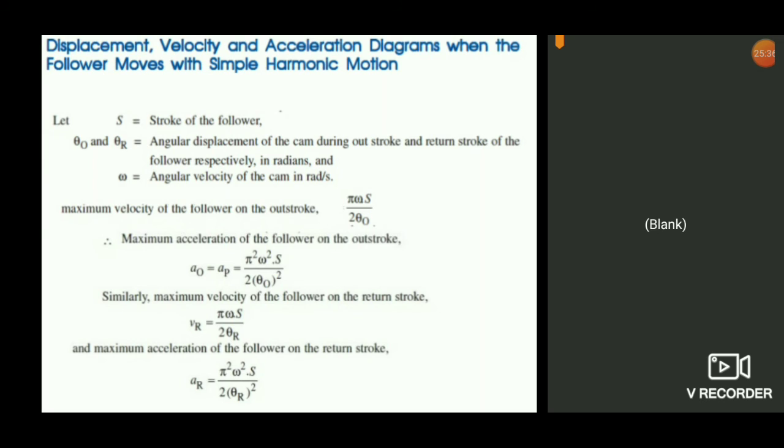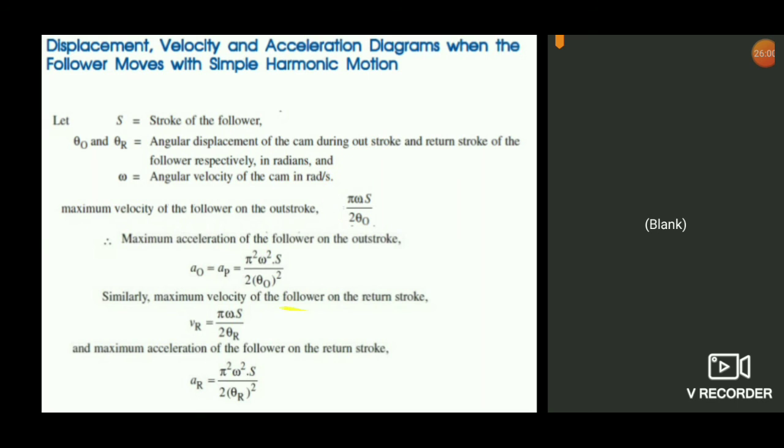Theta outward will be the duration of the outward stroke. That is, if 60 degree is the outward stroke, that means for the first 60 degree of the cam rotation you will be having the outward stroke. So that 60 degree you have to convert into radian, that is pi by 180. So you will get it in radian. So multiply by 2, you will get the maximum velocity during the outward stroke.